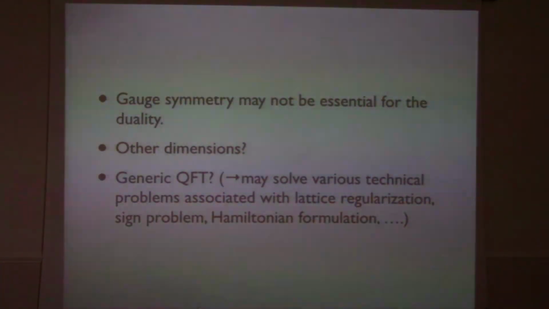And this is my final slide for this section. So gauge symmetry may not be essential for the duality, at least in this case. And we don't know if this result generalizes to other dimensions, and I don't know if a similar statement holds for generic quantum field theory. But if that's true, then it may solve various technical problems associated with lattice regularization, or the sign problem, or Hamiltonian formulation. Because there are several technical problems which can be gone when the gauge singlet constraint is omitted.